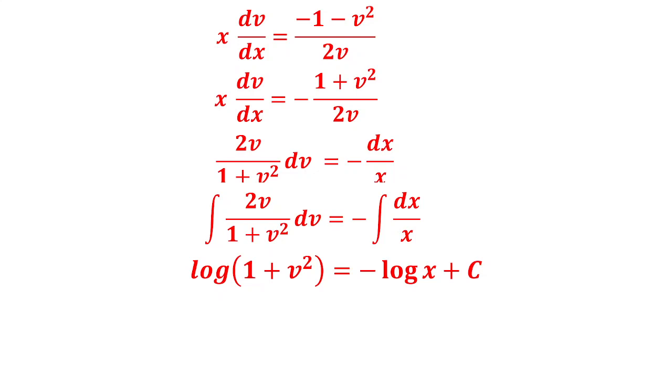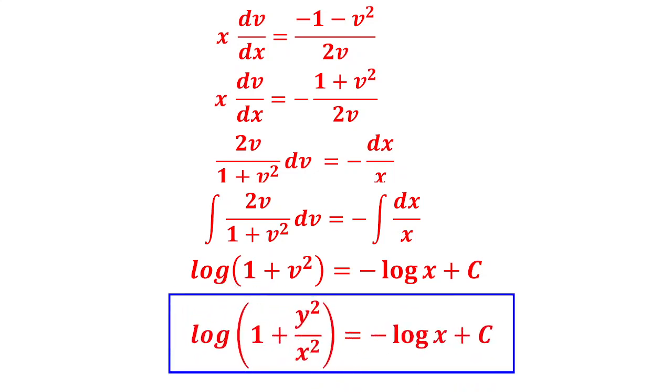Now remember, in most books, whenever both the integrations are leading to log, c is also taken as log c. But there is no condition like that. If you take it, then it will be easy for you to do simplification. But anyway, I have taken it as c only. Therefore I am replacing v by y by x. Therefore 1 plus y square by x square is equal to minus log x plus c. Now this solution is called a general solution.